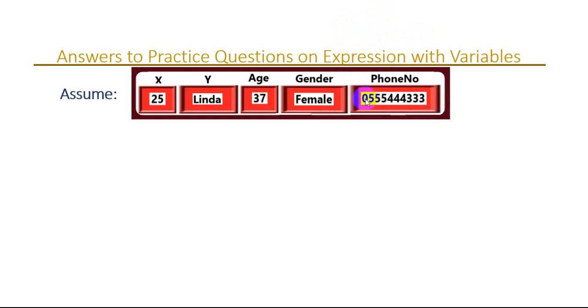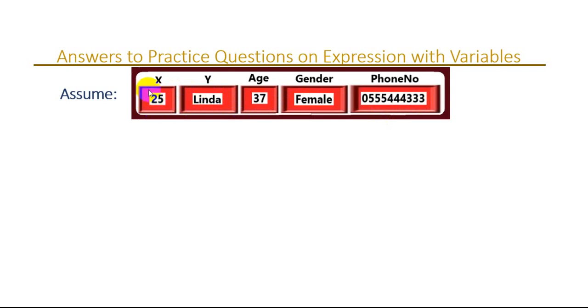Okay, so if you have any leading zeros or dash or anything else you want to include in the content, then we need to store it in an alphanumeric variable. Only numbers can be stored in numeric variables. So once again, X, Y, age, gender and phone no are all variable names. So these are the variables. And the contents of the variables are 25, Linda, 37, female, 0555 444 333. Okay, those are the contents of those variables.